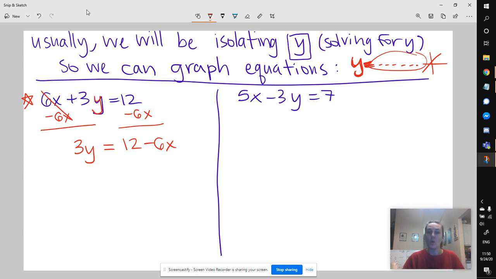All right, our goal is still to get y by itself, to isolate y. So right now we have 3 times y. We want to divide that by 3. All right. Success! We got y by itself.